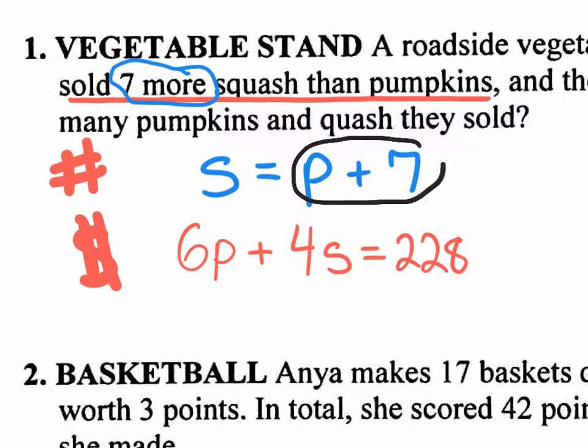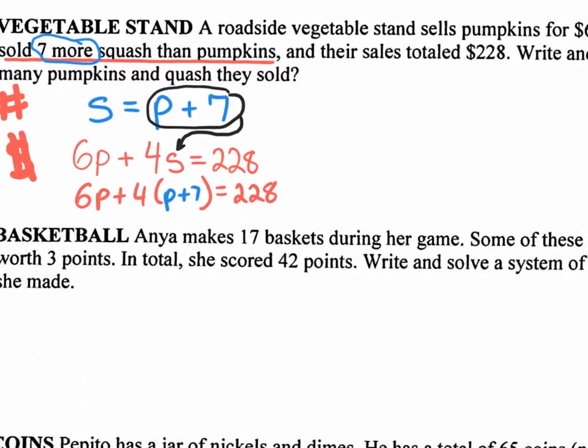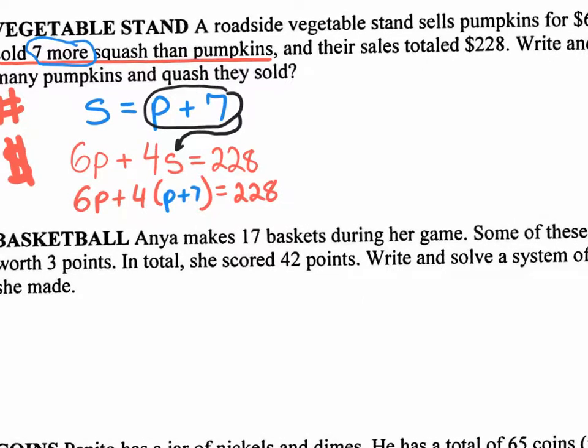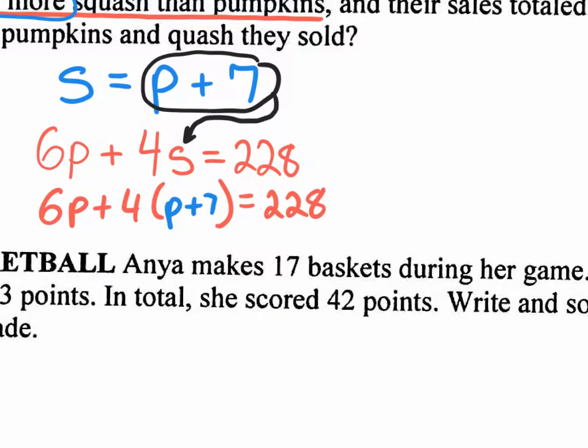Let's take this p plus 7 and put it right into the s of the bottom equation. So my bottom equation is going to read 6p plus 4 times p plus 7 equals 228. Now we are limited on space here, so what I want to do is distribute. When I distribute, 4 times p is going to be 4p. I want to write it up here. 4p, and then 4 times 7, that's positive 28.